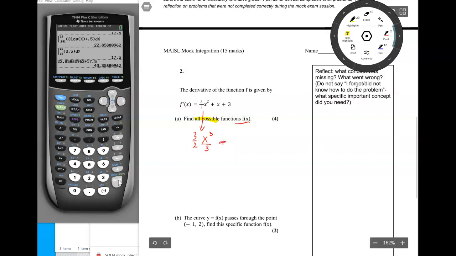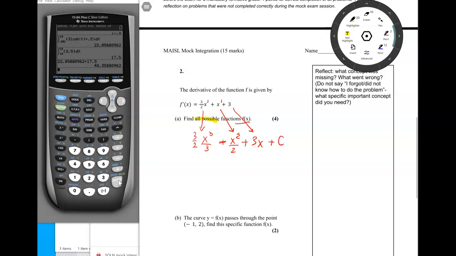When you find the integral of x, it would just be x to the first, and so you change that to x squared, and then you divide by the 2. And there's no coefficient, so you just leave that there. Finally, the integral of 3 would be 3x. And then finally, whenever you take an integral, you need to add a plus capital C, which is the integration constant, which we might find later.